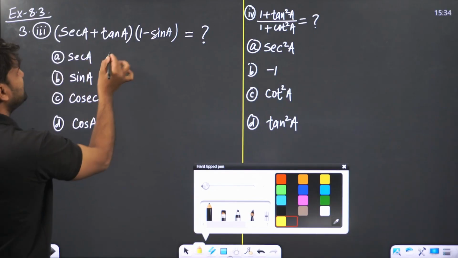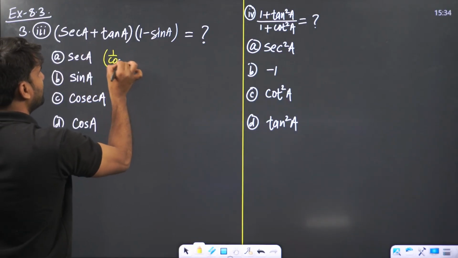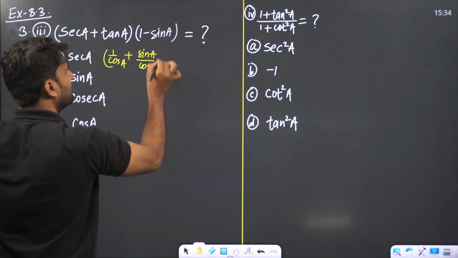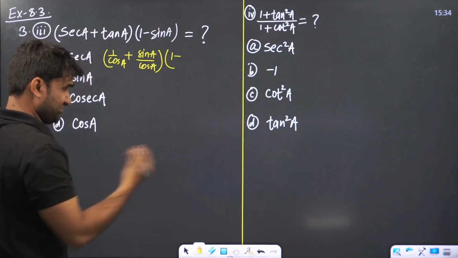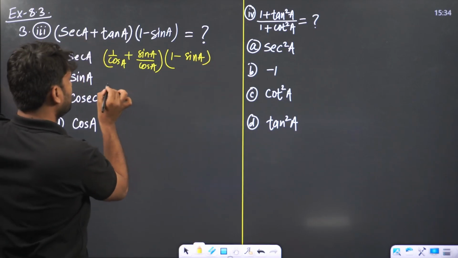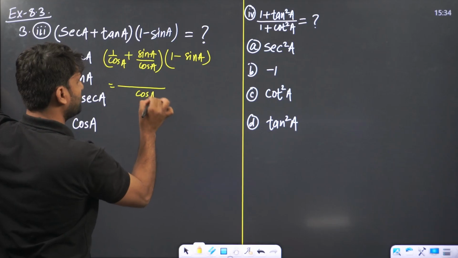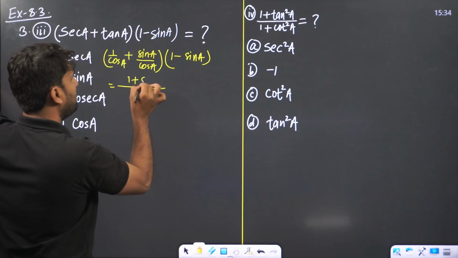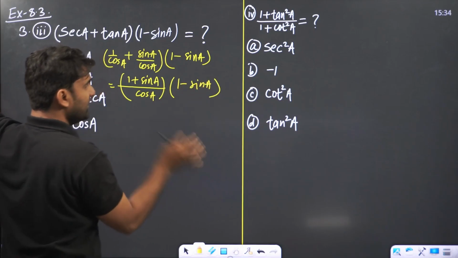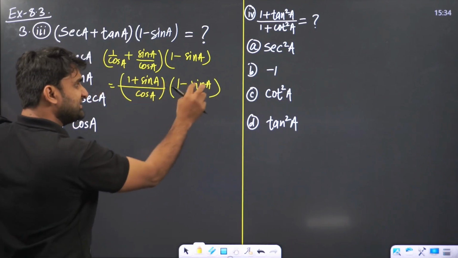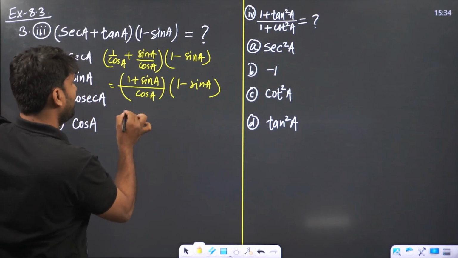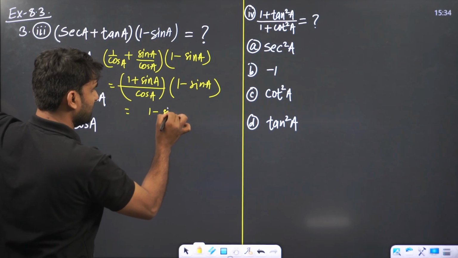My dear champion, sec A means 1 by cos A, and tan A can be written as sin A by cos A. Clear? We have formulas. And 1 minus sin A, let's keep it as it is. Now take LCM. So on taking LCM, cos will come, and here we have 1 plus sin A. Clear everyone? And this is 1 minus sin A. Guys listen, A plus B, A minus B. 1 plus sin A, 1 minus sin A means A square minus B square. It is an algebraic identity. So A square means 1 square minus sin square A.